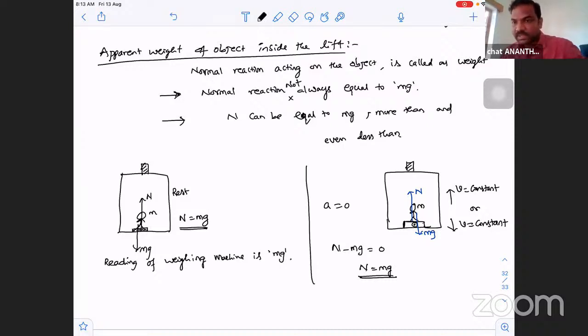Okay? See, when the lift is at rest, or moving upward with constant velocity, or moving downward with constant velocity, in both the cases, what is the weight shown by the weighing machine? It will show the true weight. Okay? It will show the true weight. N value we are finding, that's it, nothing else.